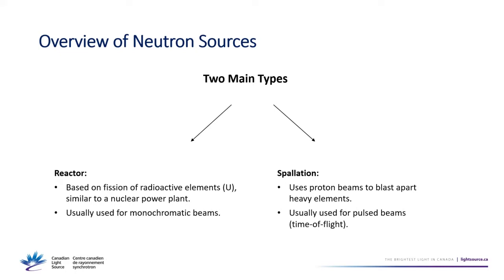Okay, so now we're moving on from the properties of neutrons and the data to talking about how you actually produce neutrons. The big picture here is that you have two main types: a reactor-based and a spallation-based source. The reactor is based on the fission of radioactive elements. It works kind of similar to a nuclear power plant. Usually you're getting steady monochromatic beams out of that. In spallation, you're using protons to blast apart heavy elements, and usually that's producing a pulse source for time of flight measurements.